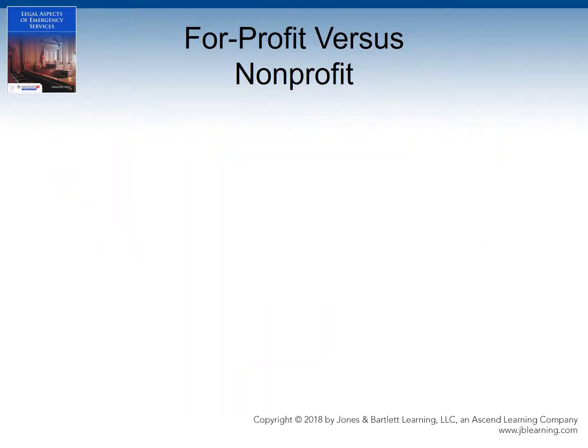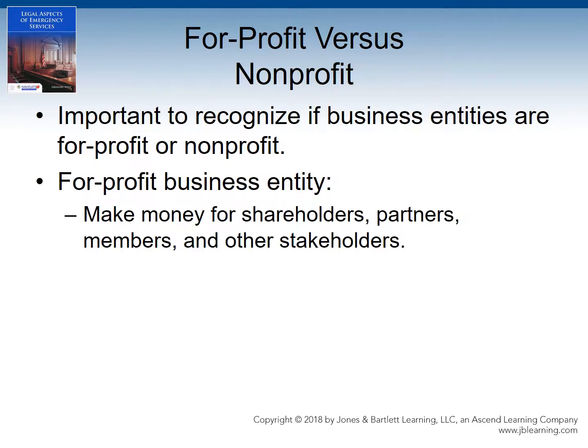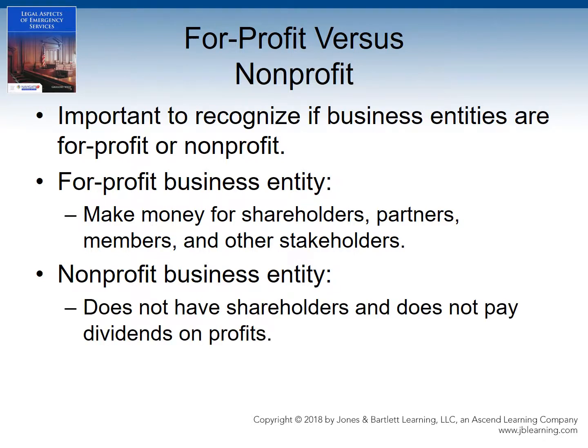Another distinction that can be made between legal entities is whether they are for-profit or non-profit entities. A for-profit business entity exists to make money for shareholders, partners, members, and other stakeholders. A non-profit entity, on the other hand, does not have shareholders and does not pay dividends on profits. Non-profit entities are not driven by a financial profit motive.